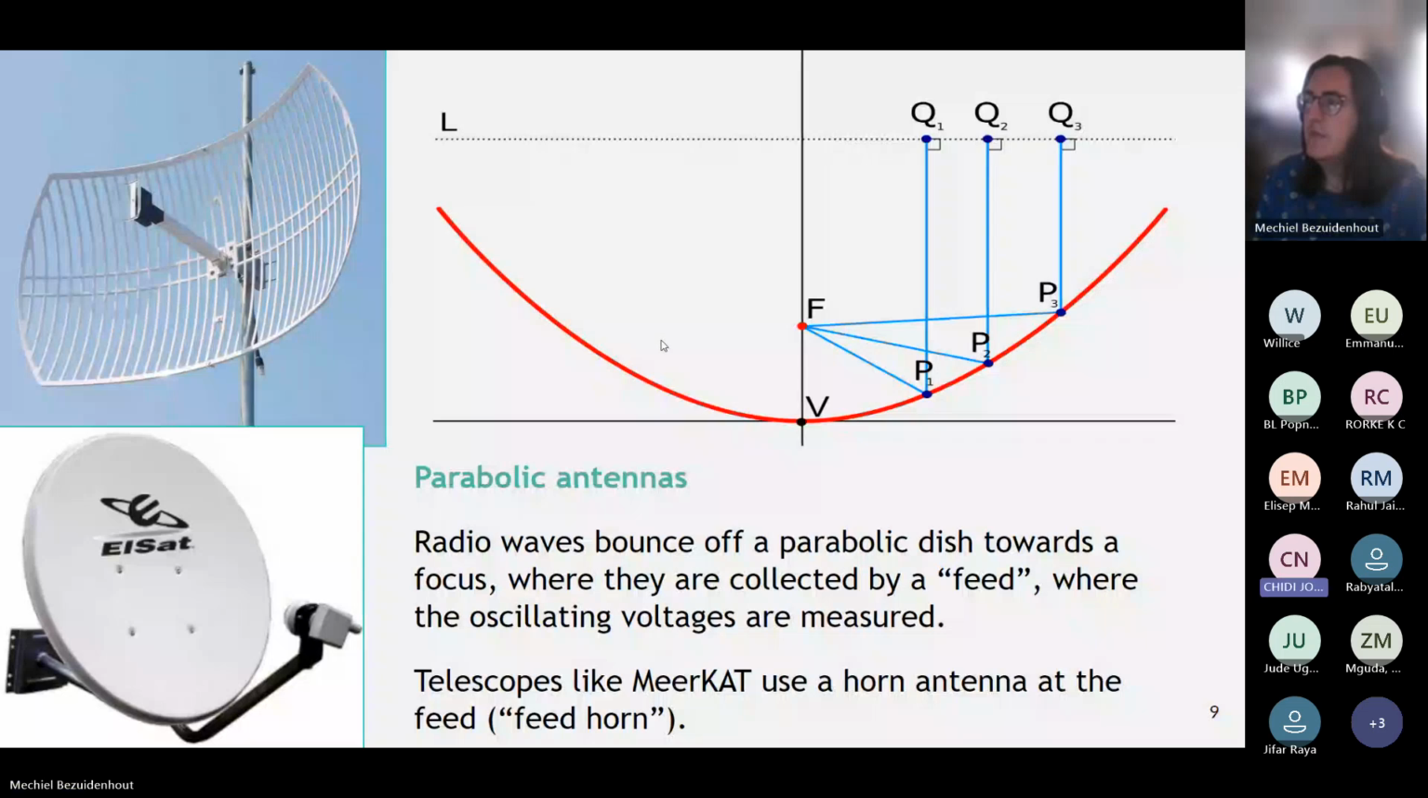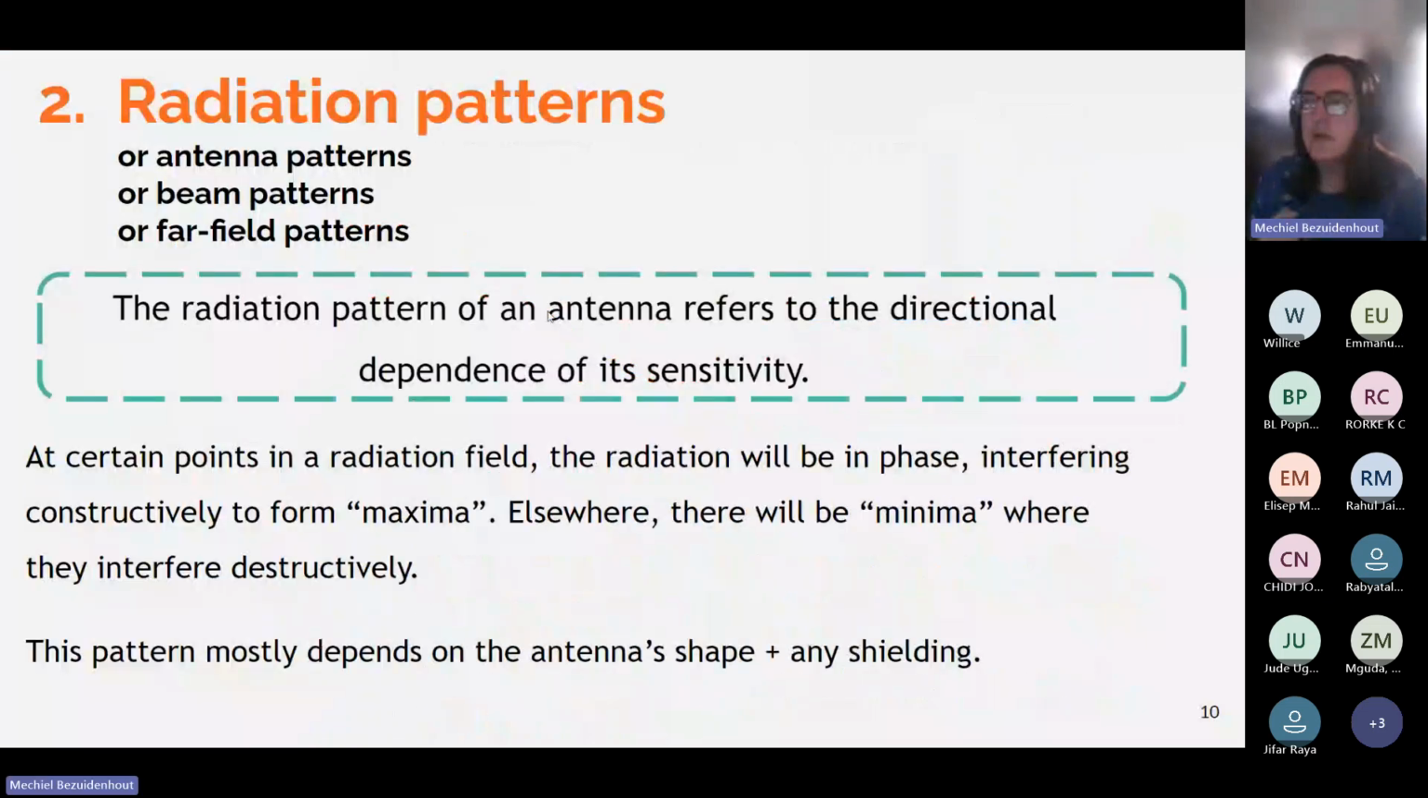Right. So a very important concept in antenna science, which we will be using again when it comes to interferometry, so it's very important to understand this, is the concept of the radiation pattern of an antenna, also called an antenna pattern or beam pattern or far field pattern. There are different names, but all of these refer to the directional dependence of the antenna sensitivity. So even a simple monopole antenna is not equally sensitive in all directions.